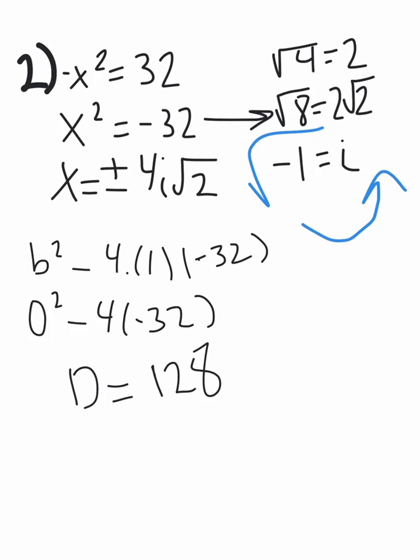And for the discriminant, since a equals 1, b equals 0, and c equals negative 32, you substitute them into the discriminant equation, which gives you 0 squared minus 4 times negative 32, which the discriminant will equal 128.